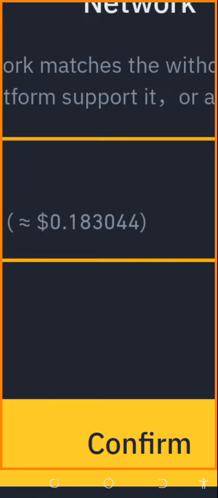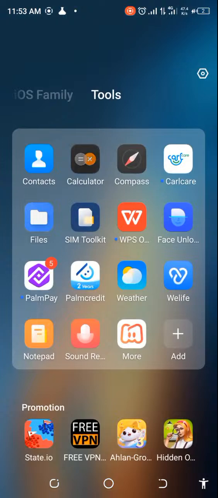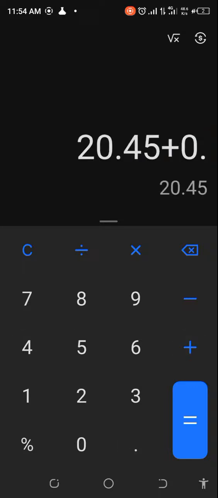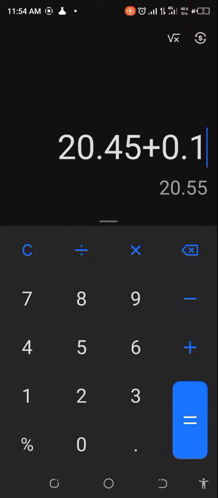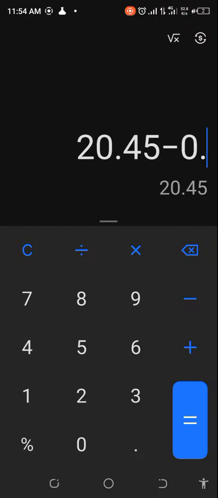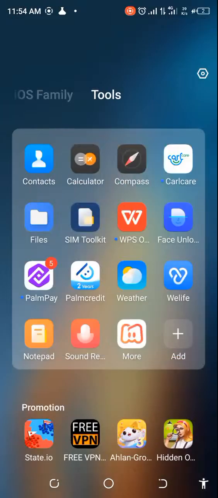Wow, that's quite steep. Okay, but if we take off 18 cents, what will we still have? Let's see. 20.45 minus 18 cents. Oh, sorry, I'm supposed to take that out. Okay, so that's 0.18. Well, that would still give 27 cents. Okay, that's not bad. That's still over 1%. Okay, let's go ahead and do this, all right?